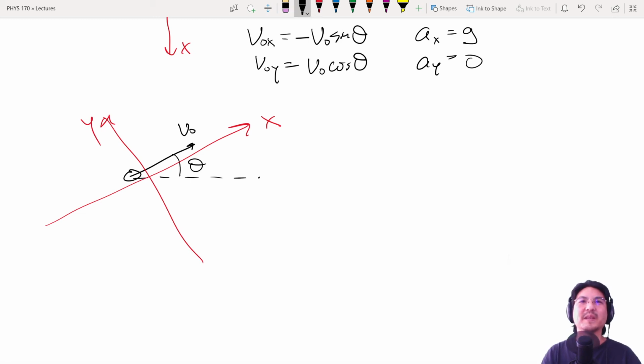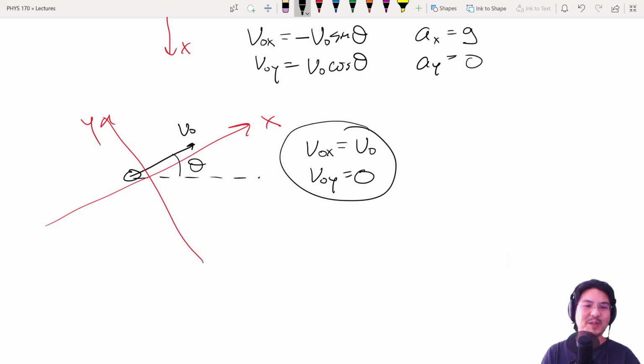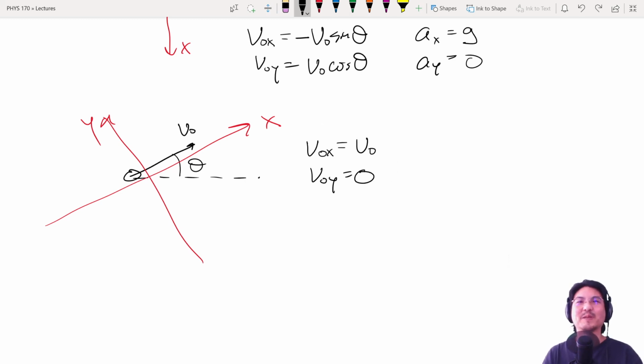Okay, so what's the x component of this vector? The whole thing is in the x direction. What's the y component of this? 0. So that's a pretty convenient choice of coordinates as far as the initial velocity. How about for gravity though? This way, vertically down.